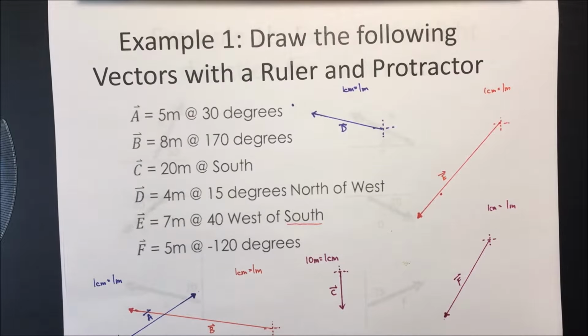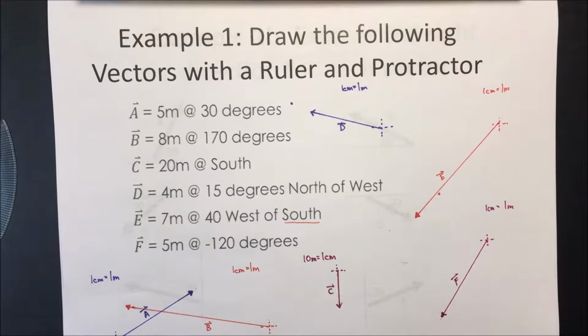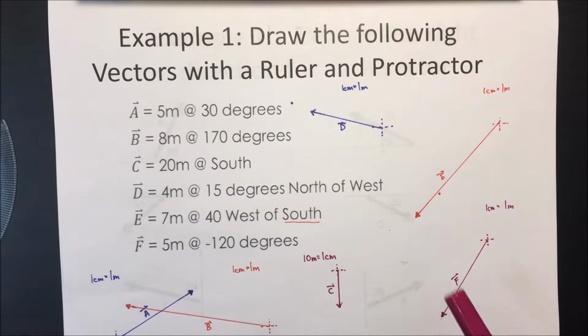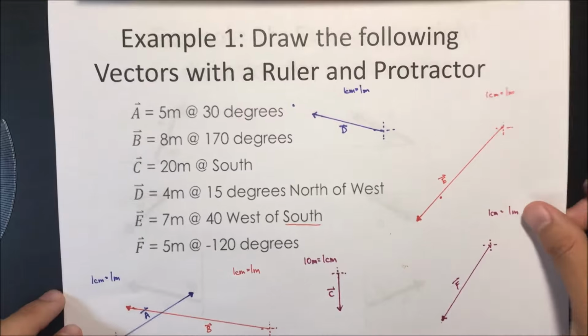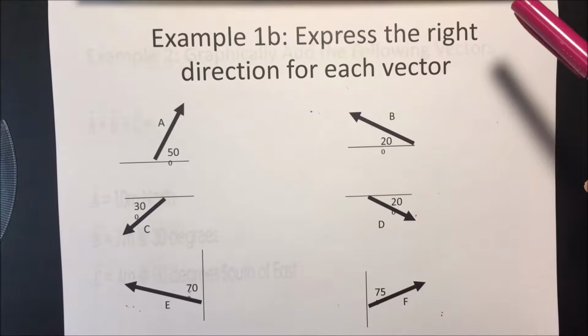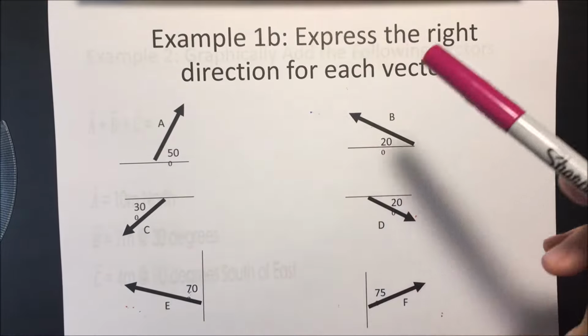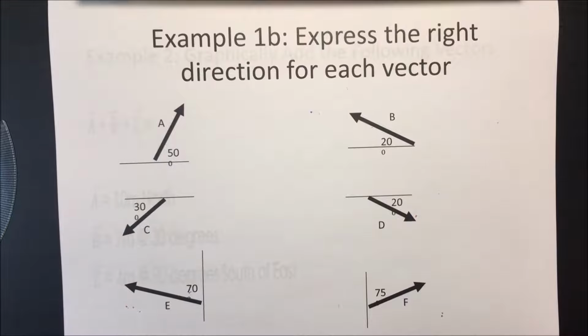Okay, you want to have a legend first, then you want to make this cross section, then you want to draw where the reference is of where to go, and then you want to make the end of it, draw a little arrow. Alright, so now let's try interpreting these. So, for this next question, express the right direction for each vector.